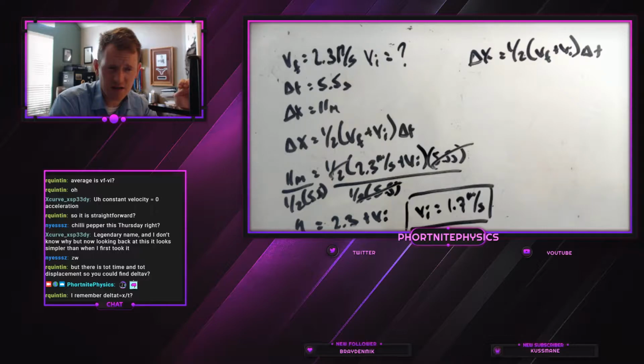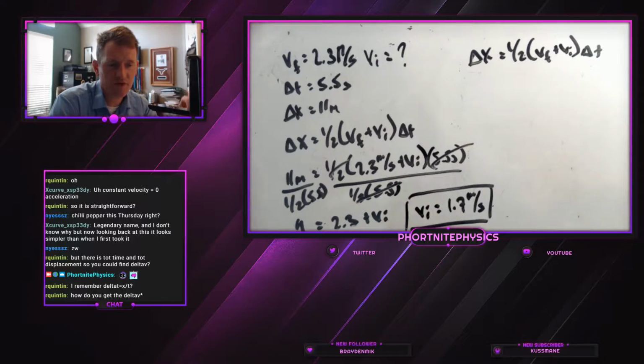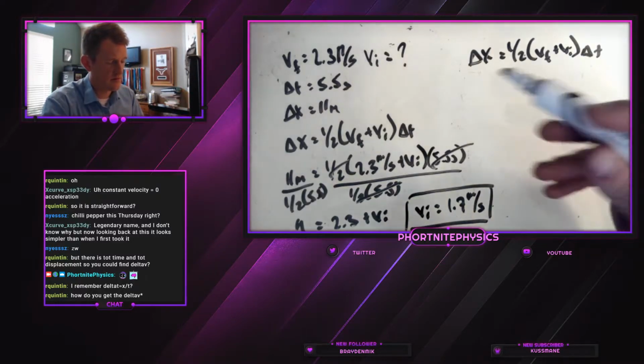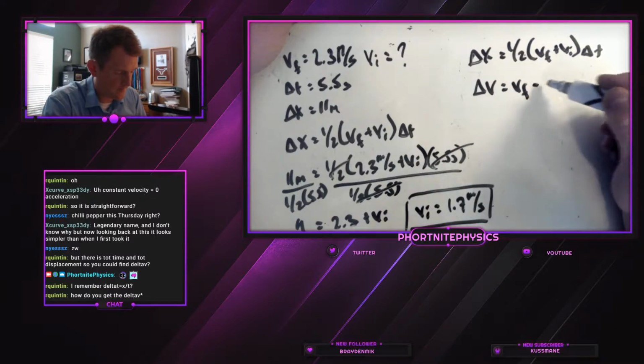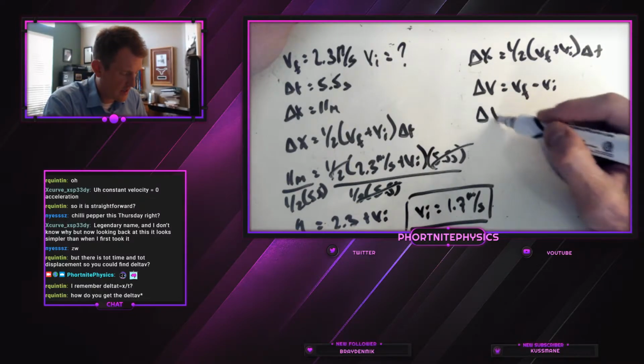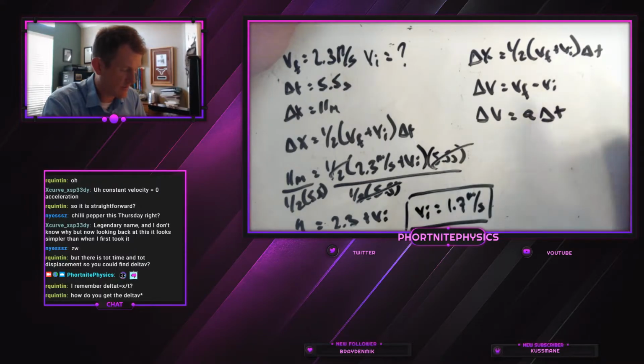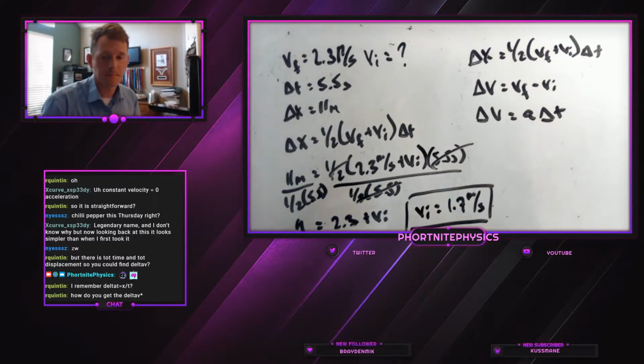Delta t equals x over t. I don't understand, Quentin. How do you get delta v? Vf minus vi. And acceleration multiplied by time. Both of those things are true.